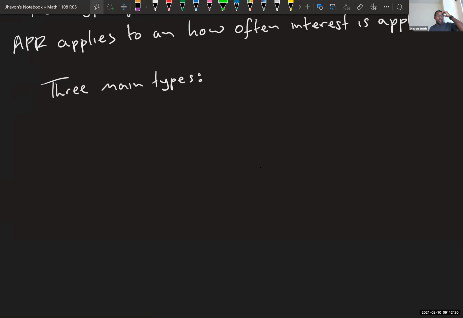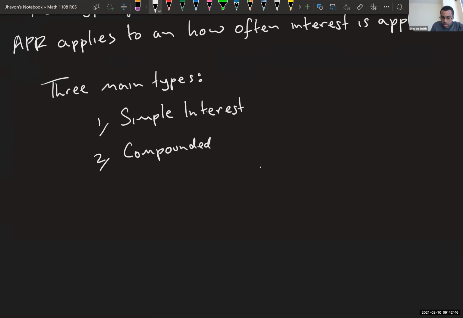I know in the world of finance, there might seem like there's an infinite number of types, infinite number of ways that people try to squeeze money out of you. But mathematically, there are really only three basic types of interest. One is called simple interest. Two is called compounded interest. And in some ways, these are the only two types, but we can refine the compounded interest scenario into another one called continuously compounded interest.